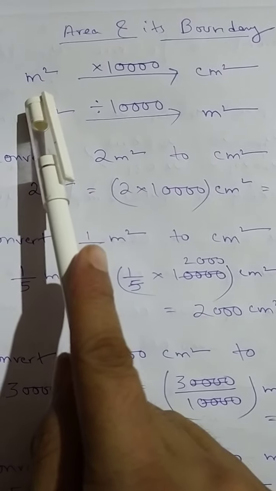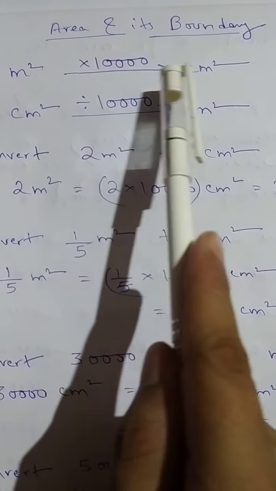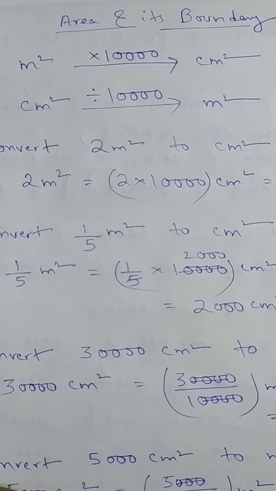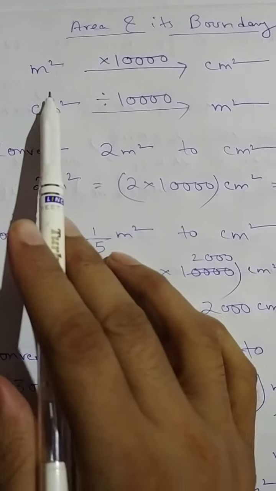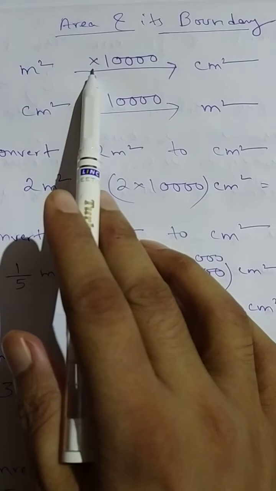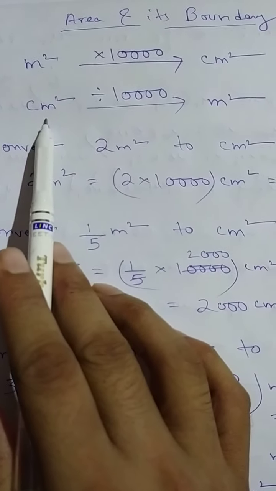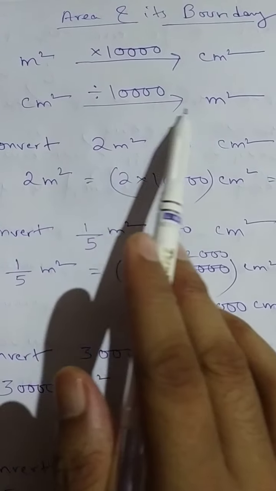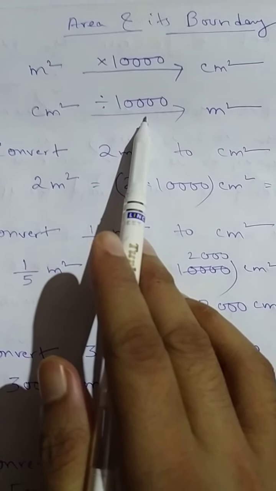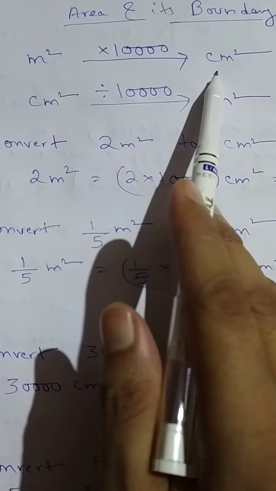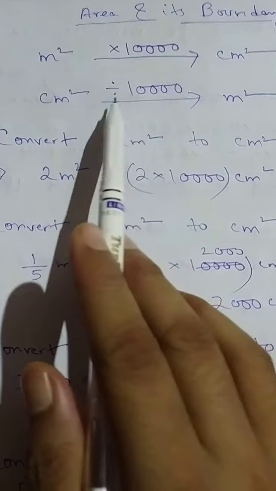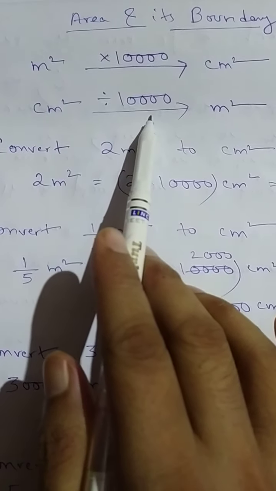So what is the meaning of this? From meter square to centimeter square, if you want to convert, you have to multiply 10,000. Once again I am telling, from meter square to centimeter square, you have to multiply 10,000. And from centimeter square to meter square, you have to divide 10,000. Simple thing. This thing you have to remember.